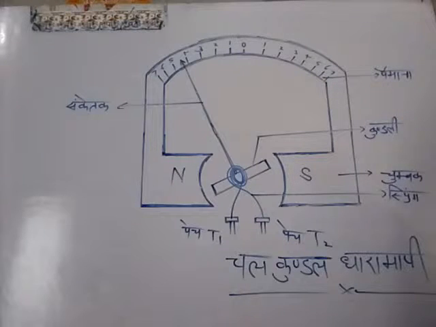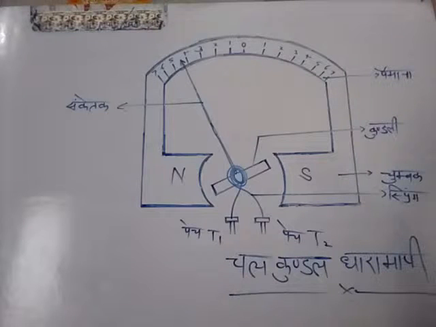Moving coil galvanometer is a device which measures a small electric current in the circuit. So, galvanometer can measure very small current in units of milliampere or microampere. So, galvanometer can measure very low magnitude electric current, DC current. It can measure DC current only.